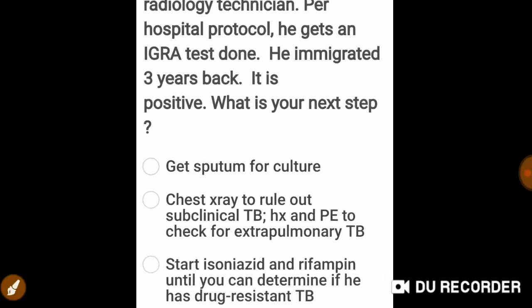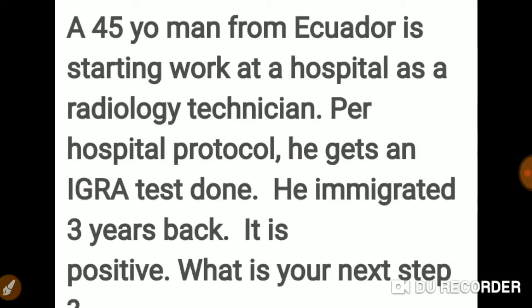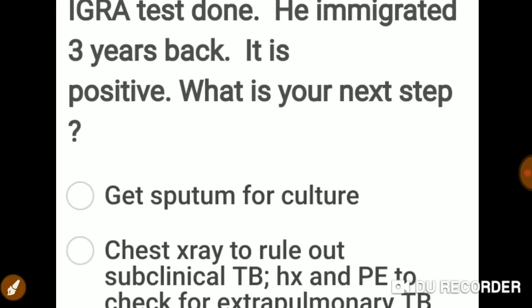Now, okay, a 45-year-old man from Ecuador is starting work at a hospital as a radiology technician. Per hospital protocol, he gets an IGRA test done. He immigrated 3 years back. It is positive. What is your next step?